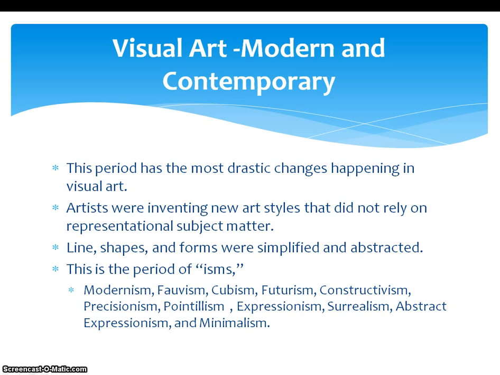So here we go. Some of the things that we will look at will be new art styles. The time period before, we talked about realism, impressionism, and a lot of isms are going to come out during this time period. Line, shape, and forms were simplified, or they were abstracted. You'll see all of this in the examples of the paintings that we're going to look at today. Here are isms. This is the time period of the isms.